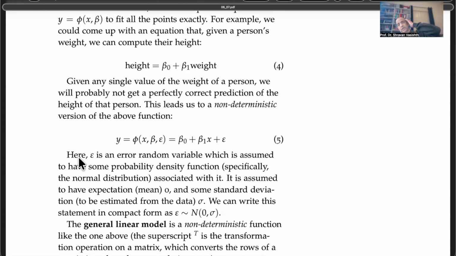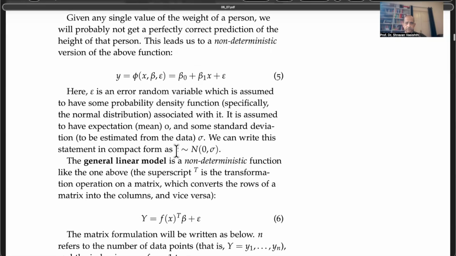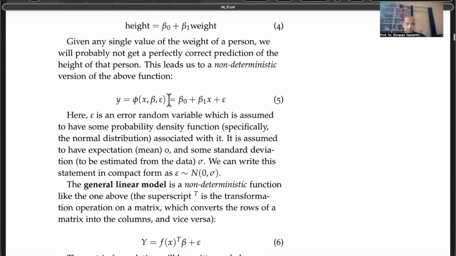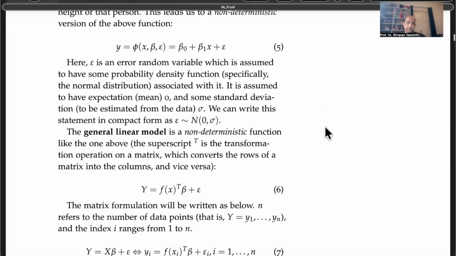is assumed to have some probability density function, and as you remember from the standard statistical stuff that we did in Bayes 1, normally the standard linear model assumes that epsilon is independent and identically distributed, coming from a normal distribution with mean 0 and some standard deviation sigma, right? So this is a non-deterministic function now, right? It's going to depend on what values of y and x you have, and what estimates of beta you have, and there will be some residual deviation around the predictions of the model given the data, okay?